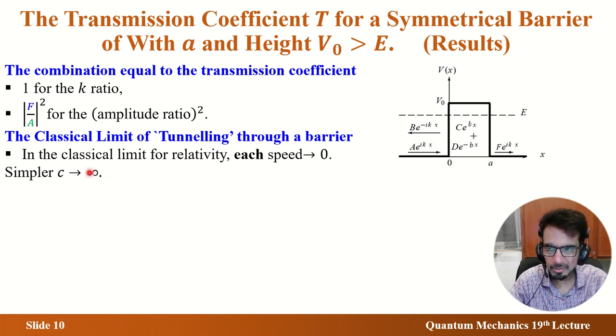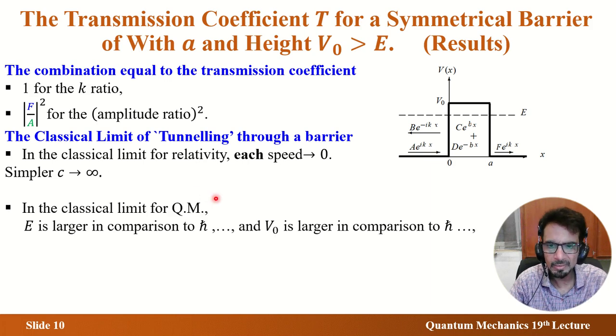There are two ways of saying it. Either you keep c constant and say that your velocity is much lesser than that, so velocity is approaching zero. Or you can say that whatever your speed is, c is approaching infinity. That's classical mechanics. Now eventually you have to take quantum mechanics.